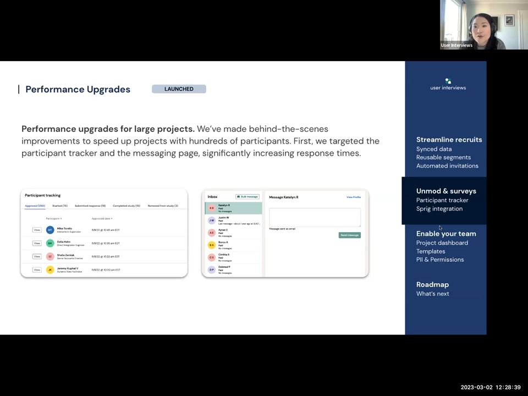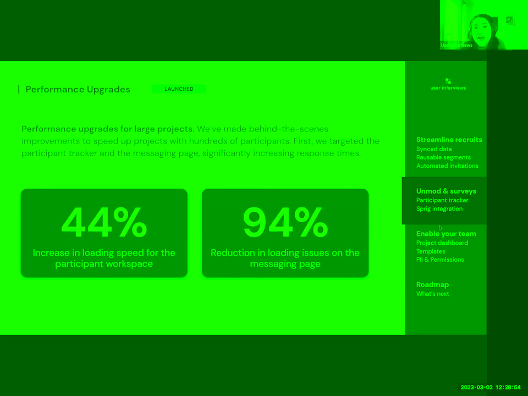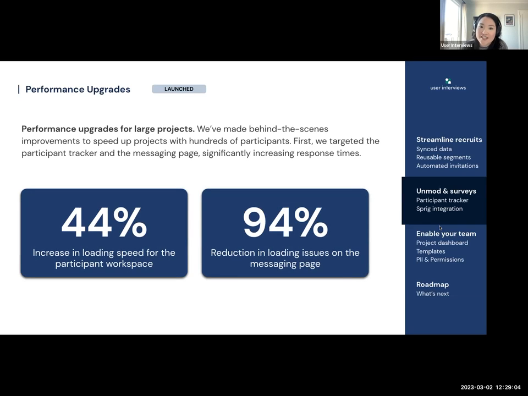And I won't go into all the details, but we've taken some measures like making data loading more efficient, reducing download sizes, and adding pagination where it's made sense. But really happy to report that we have been able to increase the speed of the participant workspace by 44%. And we've basically been able to eliminate the loading issues we were seeing on the messaging page. So hopefully that means next time you run one of these really large projects, you should be seeing our application performing really well.